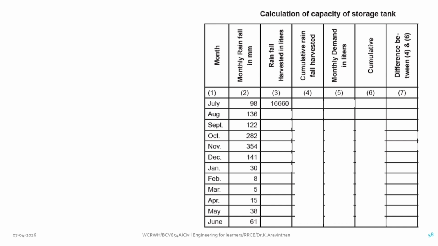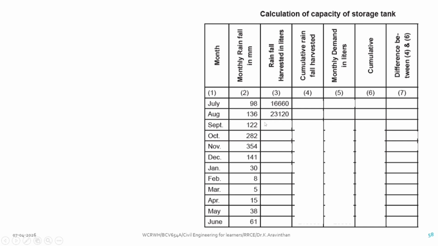For the month of July, 98 mm rainfall is there. So 200 into 98 into 0.85, the runoff coefficient. If you multiply, you will be getting 16,660 liters of water you will collect. During the August month, you have to multiply 200 into 136 into 0.85, and you will be getting 23,120 liters.